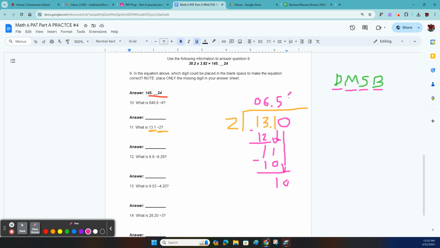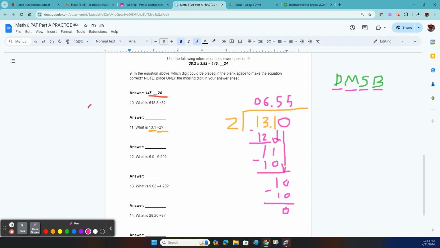Does 2 fit into 10? Yes, it does. It fits into it 5 times. 2 times 5 is 10. And we subtract it, and it's 0. And we have our final answer. So 2 divides into 13 and 1 tenth, 6 and 55 hundredths times. Kind of cool. So there you have it.